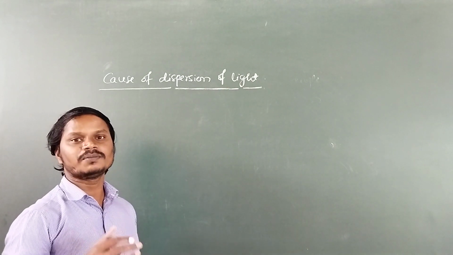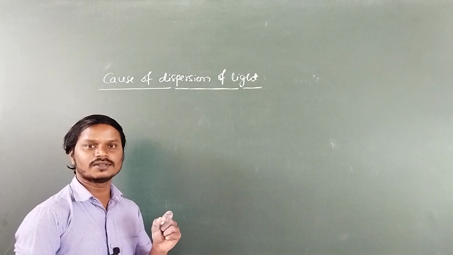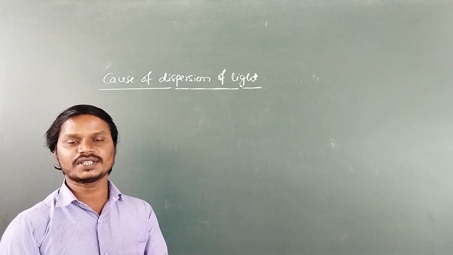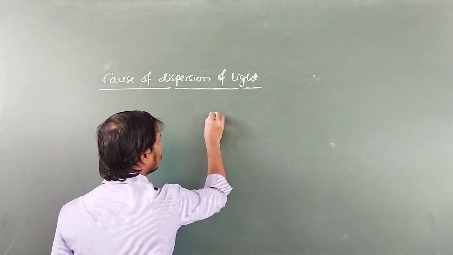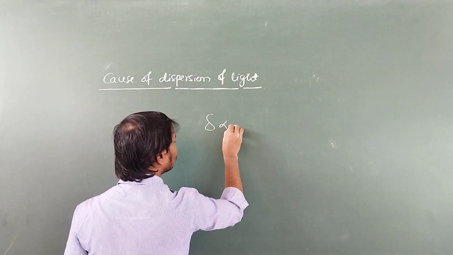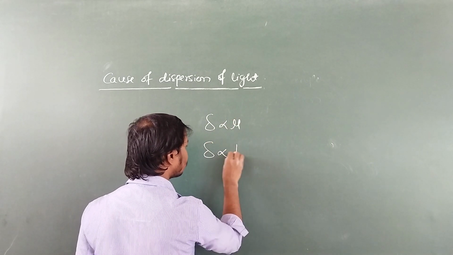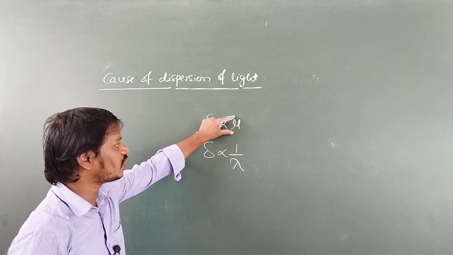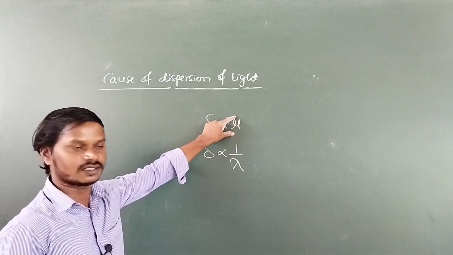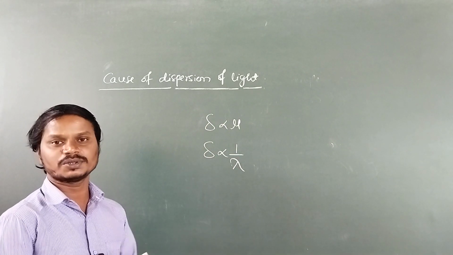Because the angle of deviation is different for different colors in the white light. So the angle of deviation depends on refractive index and also depends on wavelength. Here angle of deviation is directly proportional to refractive index, and angle of deviation is inversely proportional to wavelength.